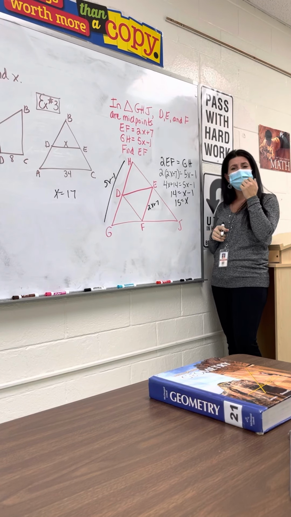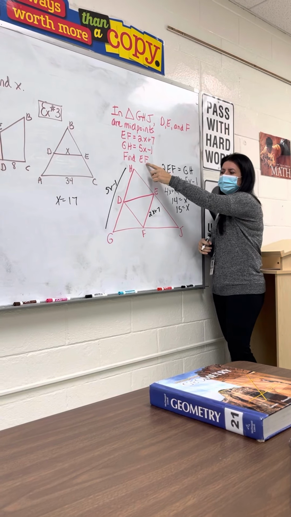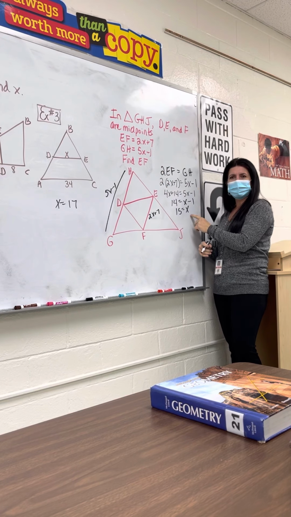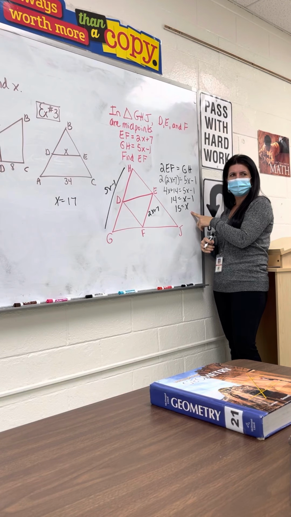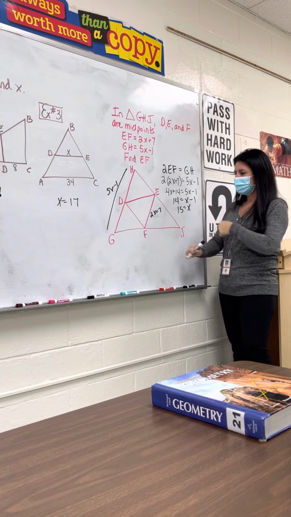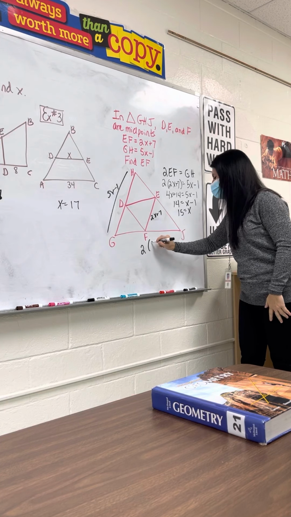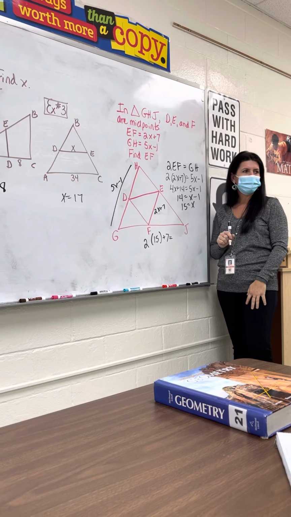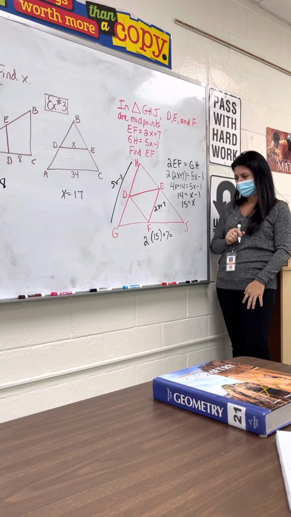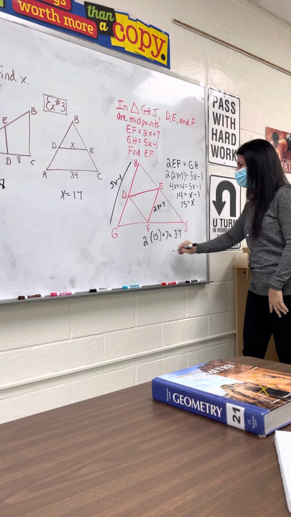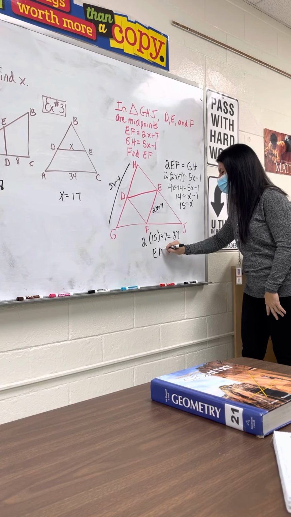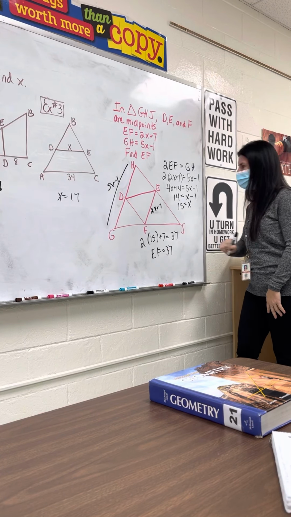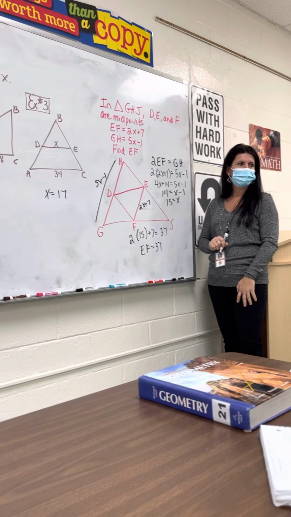Remember to always make sure you answer the question. It says to find EF. We only found x. So what's my next step? Plug it in. So EF is 2 times x plus 7. So what does that give me? 37. So EF is 37. That makes sense?